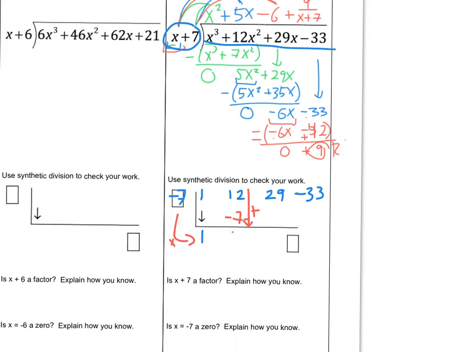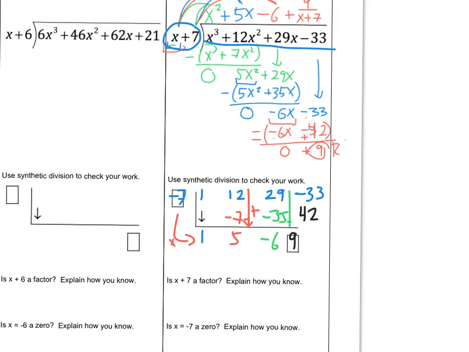12 plus negative 7 is going to be 5. I multiply again. Negative 7 times 5 is negative 35. And I add going down. 29 minus 35 is going to be minus 6. And then I multiply again. Negative 7 times negative 6 is positive 42. And that gives me 9 as a remainder.